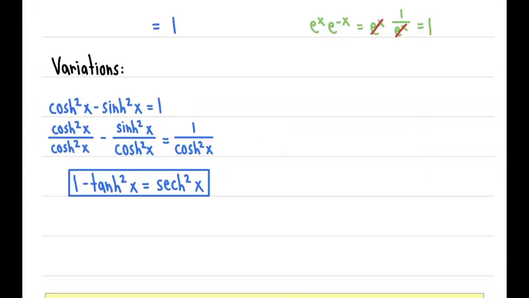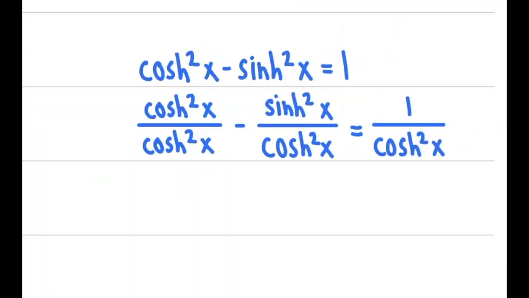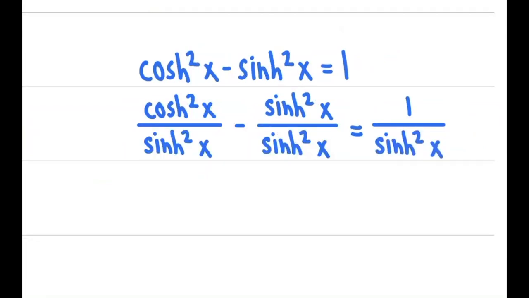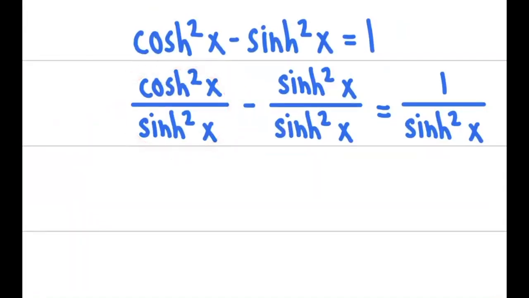Yeah. And then let's look at the other variation, one last one. It's the same idea. You start off with cosh squared minus sinh squared equals 1, but instead of dividing everything by cosh, now I'm going to divide everything by sinh squared. Cosh squared over sinh squared is hyperbolic cotangent. Yeah, it's coth squared.